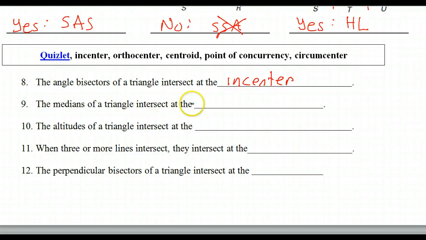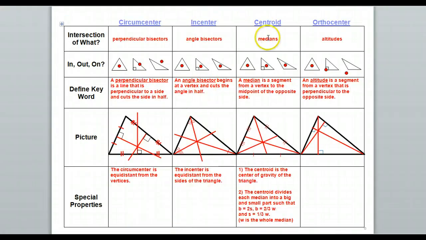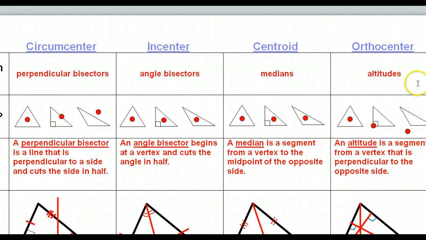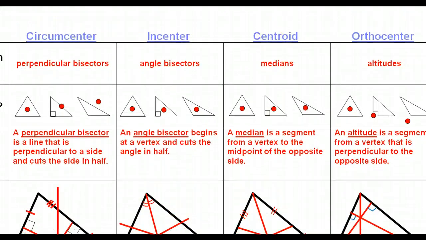The medians of a triangle intersect at the what? Medians, well, that's the centroid. Notice that, by the way, what is a median? A median is a segment that goes from a vertex to the midpoint of the opposite side. So if you look at these pictures, the medians go from a vertex to the midpoint. Vertex to a midpoint. Vertex to a midpoint. Okay, so the medians all meet at the centroid.